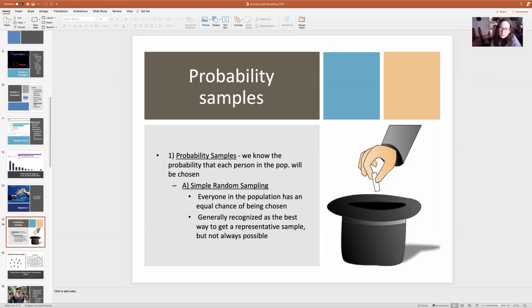It's generally recognized as the best way to get a representative sample, but a lot of times you don't have this ability, maybe because you don't even have all the names of the people in the population.